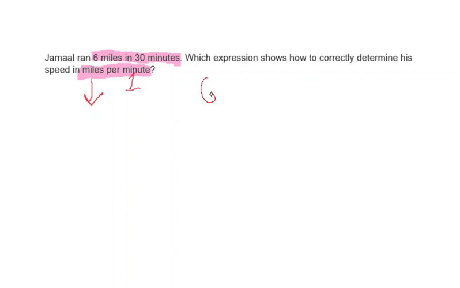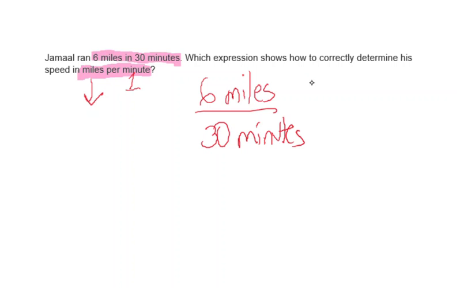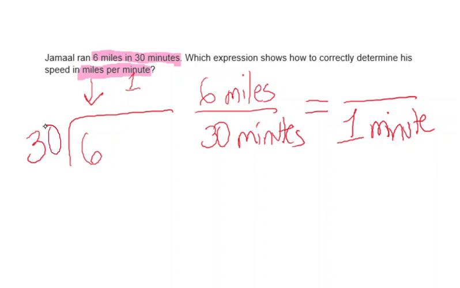So we're basically taking 6 miles in 30 minutes, and we want to set that equal to how many in 1 minute. So we can see in the denominator, we are going from 30 to 1, which means we're dividing by 30. So what we do to the denominator, we need to do to the numerator. And we also see miles per minute, which means we want to take the number of miles and divide by the number of minutes spent running there.